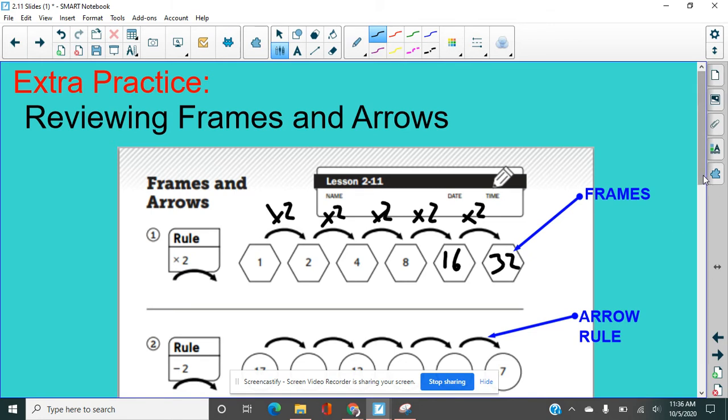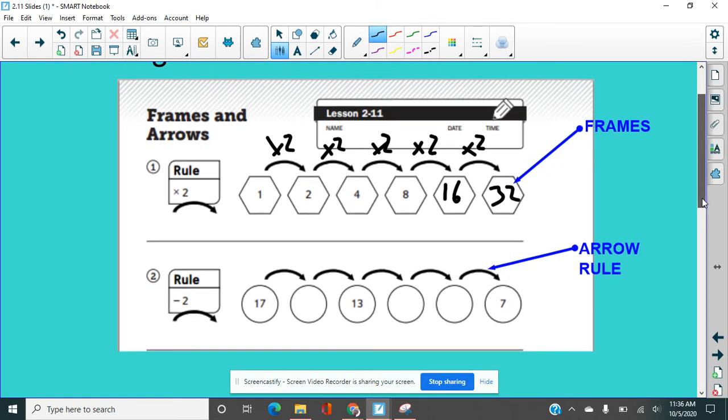Okay, just like we were seeing with those patterns before. This one has one of the same rules that we had, but with different numbers. 17, not times, minus. 17 minus 2 is 15.